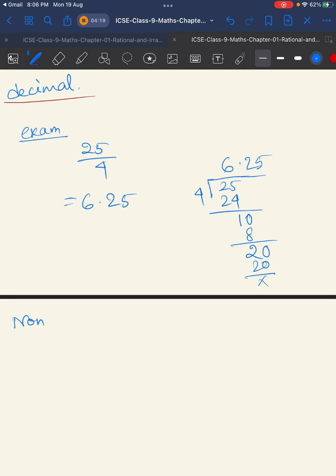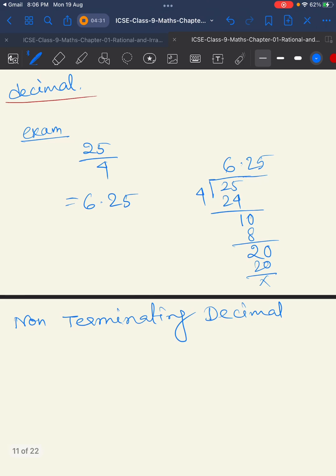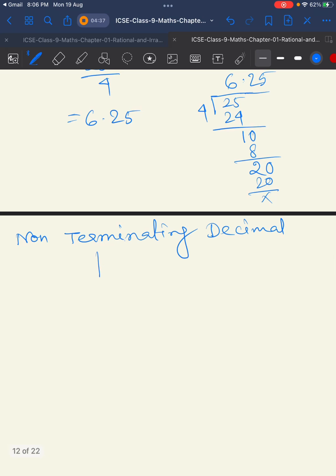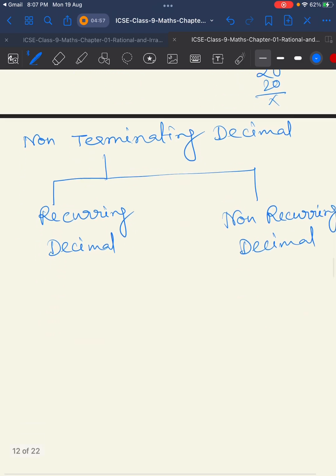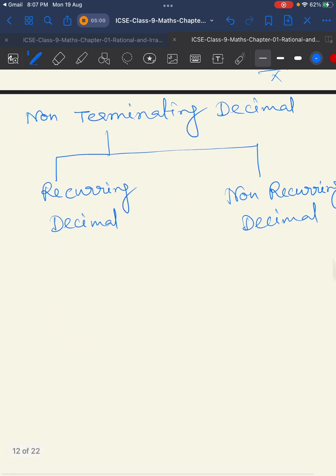And what is a non-terminating decimal? Non-terminating decimal is of two types. The first one is recurring decimal and the second one is non-recurring decimal.